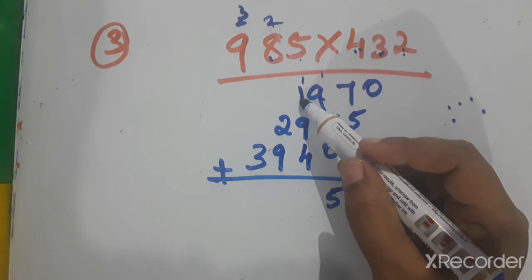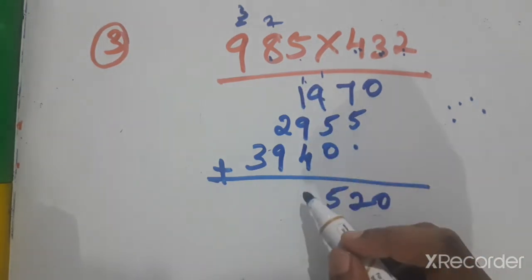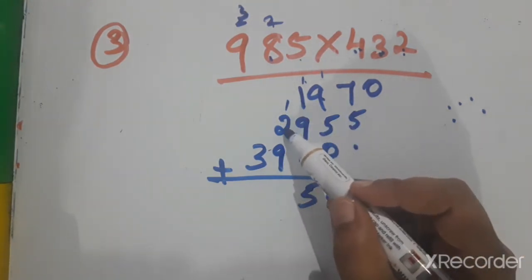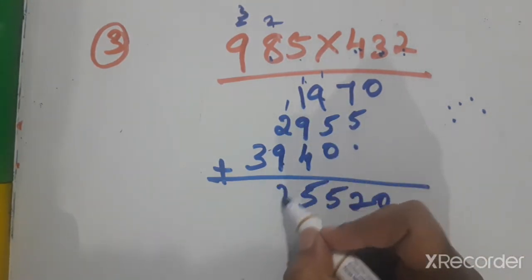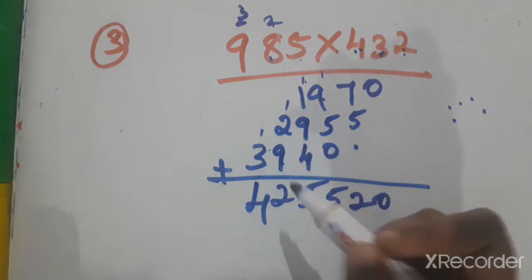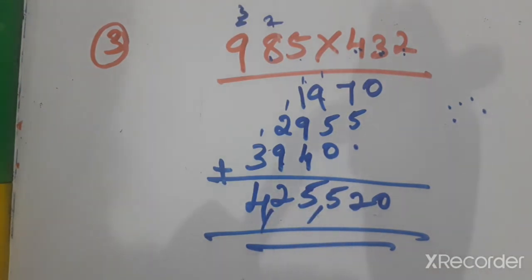9 plus 1 is 10, 10 plus 1 is 11, 11 plus 4 is 15. So 5, 1 carry out to next place. 1 plus 2 is 3, 3 plus 9 is 12. So 2, 1 carry out to next place. 1 plus 3 is 4. So total is 4,25,520.